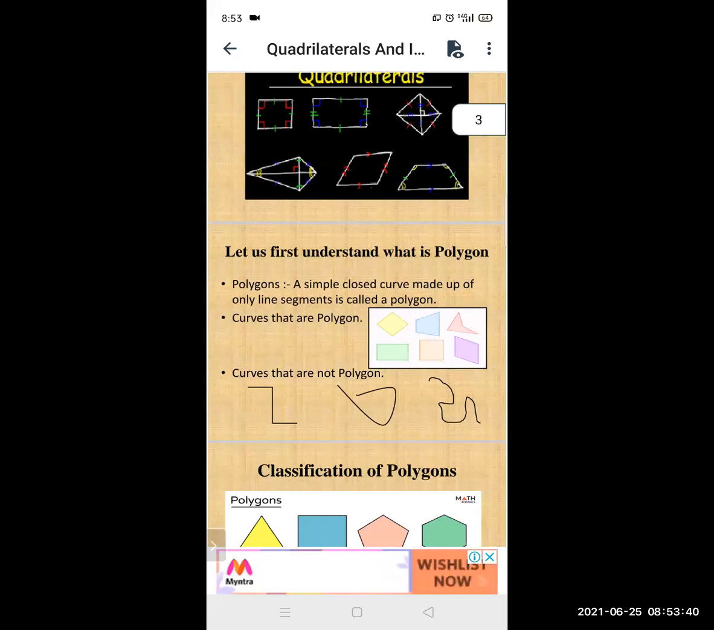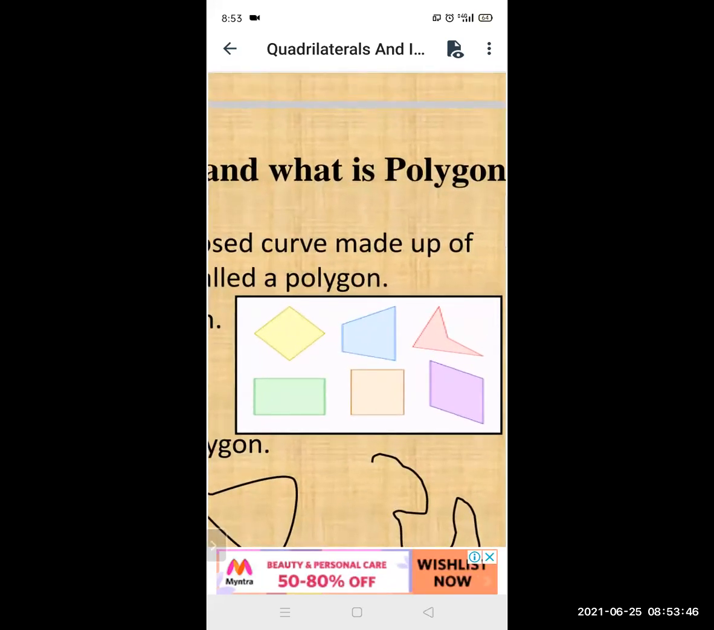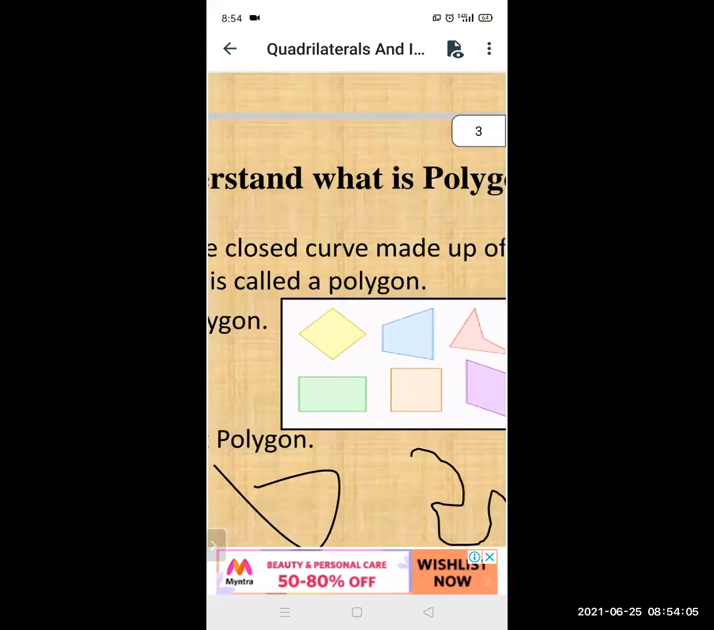So these are curves that are polygons. Whatever curves we have here, we consider as polygons. These are different types of curves which we consider as polygons. It need not be in the proper form of a square or a triangle or a rectangle. They may be anything. If you randomly join some lines, you can say that it is a polygon.